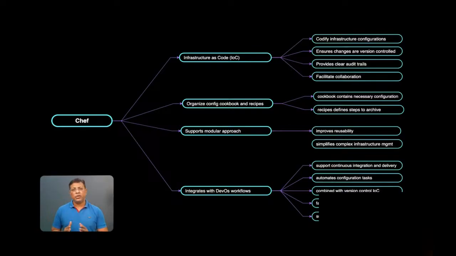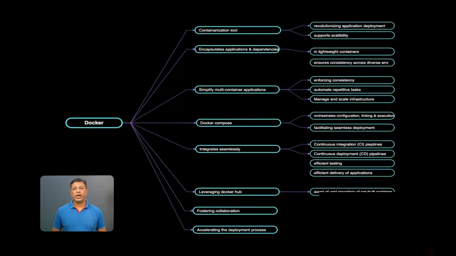Chef seamlessly integrates into DevOps workflows, supporting continuous integration and delivery. Its ability to automate configuration tasks combined with version controlled IaC contribute to faster and more reliable application development, a key aspect of modern DevOps practices. Next is containerization and orchestration tools.